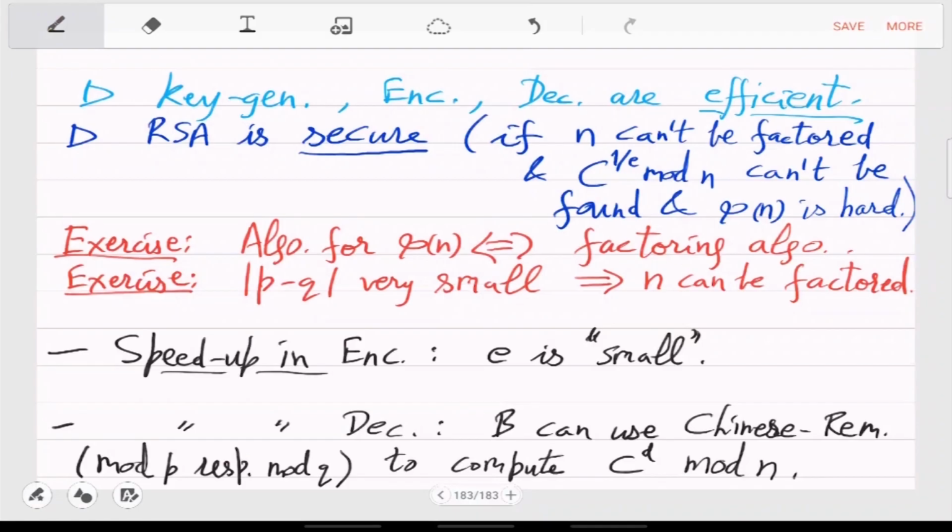And also it was pointed out by a student that if you compute phi of n, then you can easily factor n, because phi of n gives you p plus q, and n is equal to p times q, so you can solve a quadratic equation. So all these three problems are actually just the same as finding p and q, which is factorization. Okay, so this whole protocol is based on the hardness of factoring.